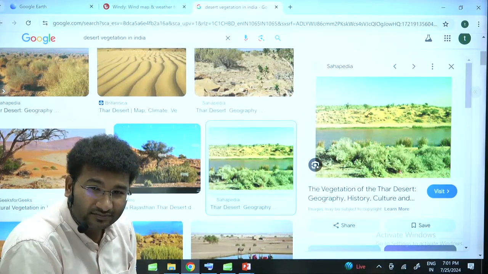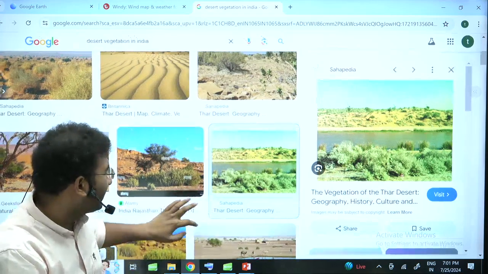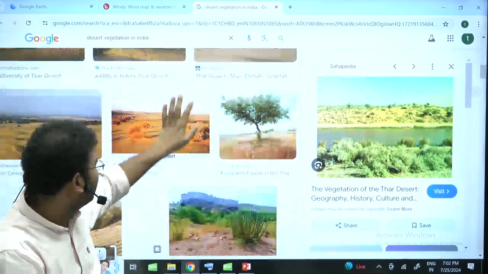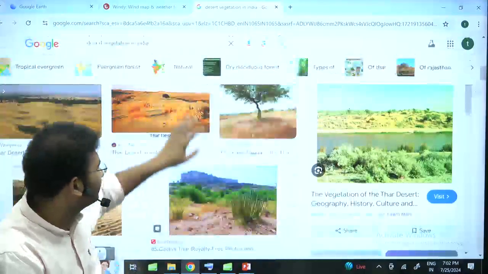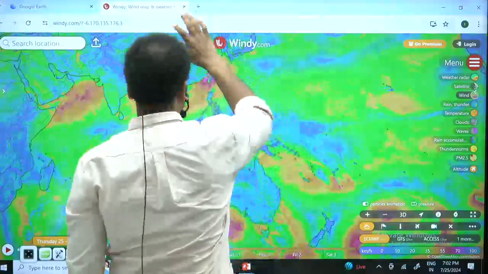Yes? Yes, venomous animals will be present. See, why do the animals have venoms? Yes, it is just to protect themselves. It is only to protect themselves.